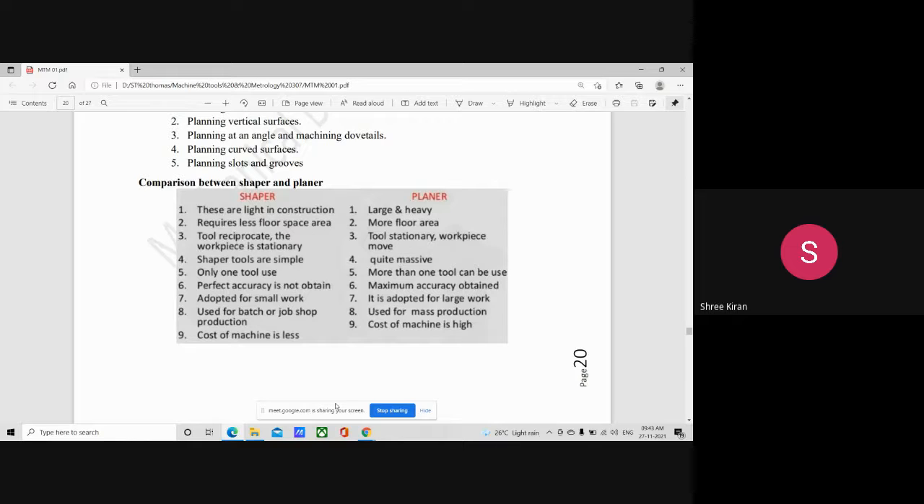In the case of shaper, it is used for batch or job shop production. It is mainly used for job or batch production, but in the case of planer it is used for mass production. The cost of the shaper machine is less, but the cost of a planer machine is high. After this comparative study, you will have an idea of both the shaper as well as the planer.